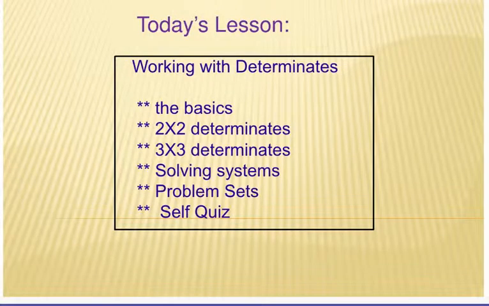Hello and welcome back to this video series. This is working with determinants. We're going to talk about Cramer's rule, which is a way that we take a 2x2 determinant or a 3x3 determinant or possibly larger and use it to solve a system of equations. So here's how it works.